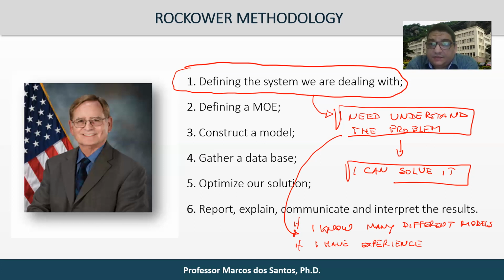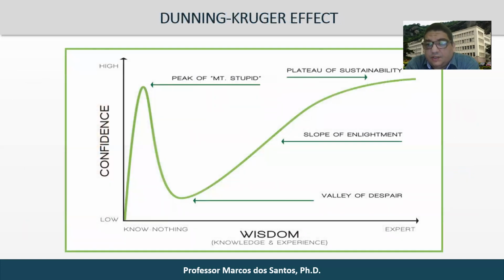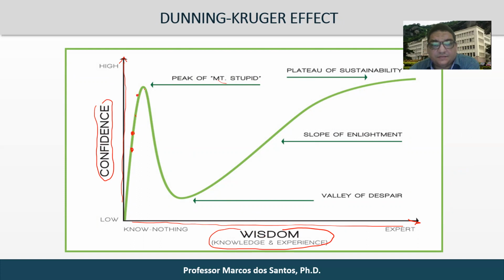So here, at this moment, we need to talk about Dunning-Kruger effect. Here, look at this picture. So we have this line that represents wisdom, and this line that represents confidence. And we are in this line. We are here.